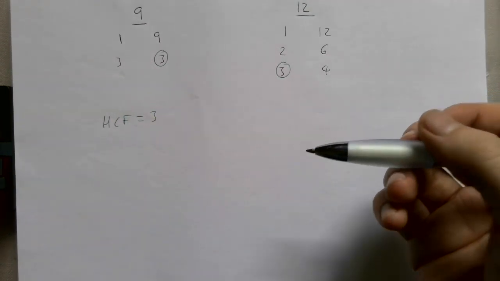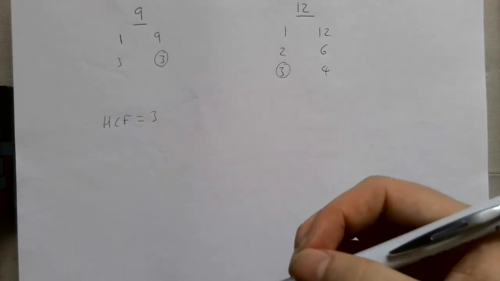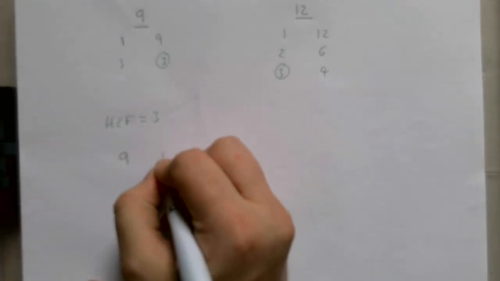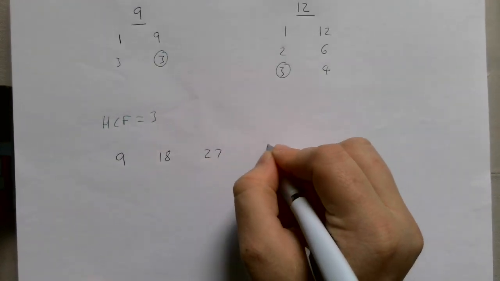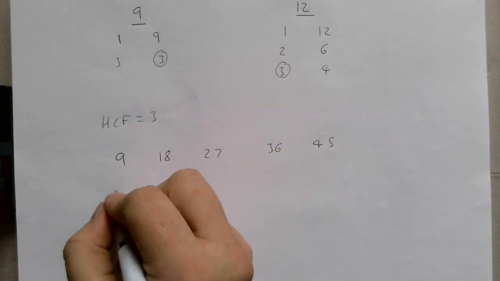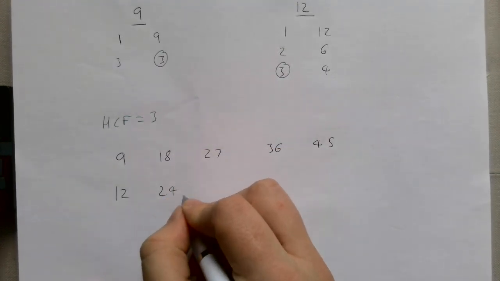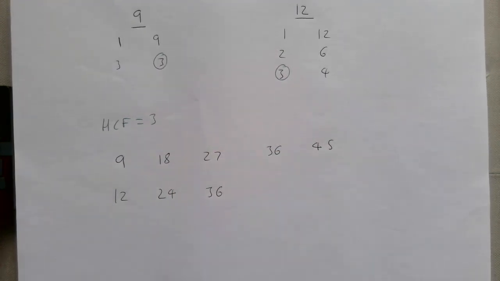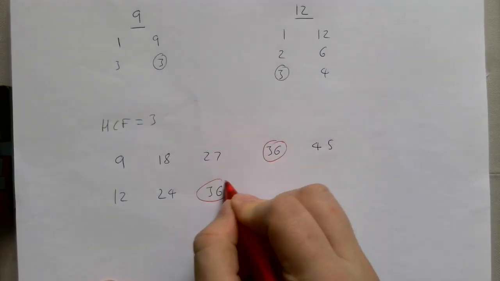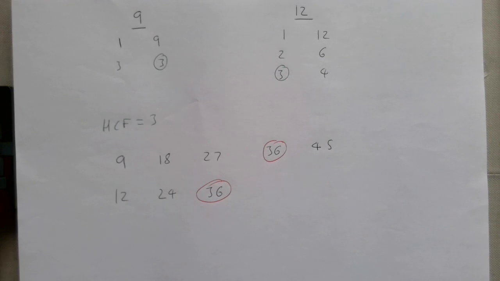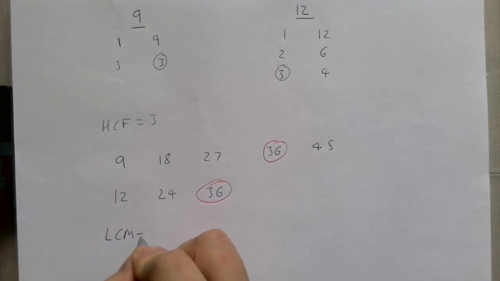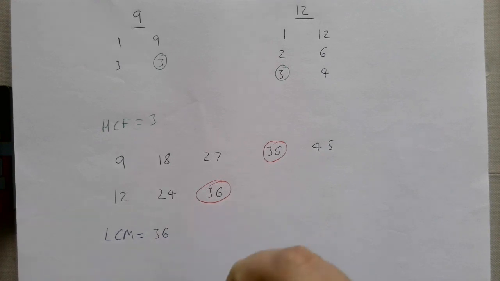And to find the lowest common multiple, previously we might have been shown just to write out the times table. So we do 9, 18, 27, 36, 45, and then if we start looking at 12, 24, 36. Already I've spotted my lowest common multiple that appears in both times tables. We've got 36. So that would be our lowest common multiple for the pair of numbers, and we'd be sorted.